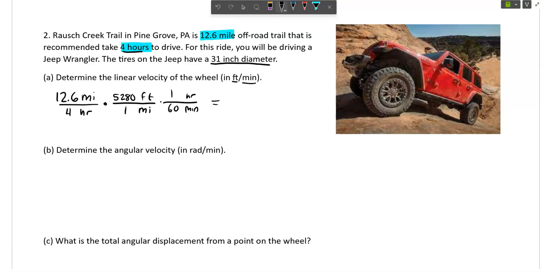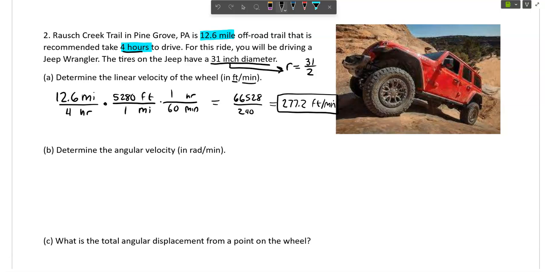I'm going to do 12.6 times 5,280, and I'll just kind of write my answer here for now so you guys can see it. That's my numerator. 4 times 60 is going to give me 240. We're going to divide those two numbers, so 66528 divided by 240, and we get about 277.2 feet per minute. Okay, one down. Let's move on. Oh, by the way, before we forget, we really should call this radius 31/2, just so that we don't forget as we're doing this.